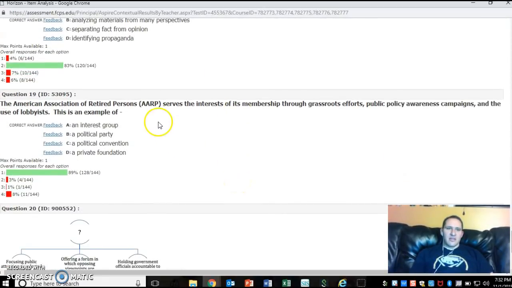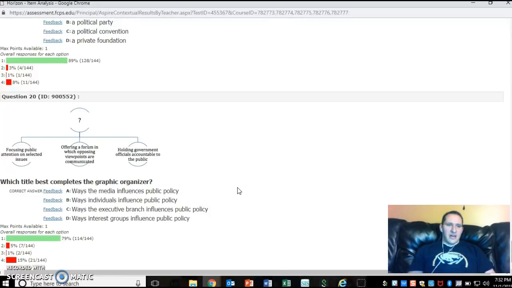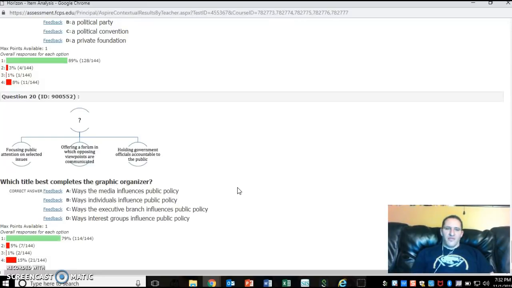Number 19, again, AARP is an interest group. And number 20 was a little bit disappointing. I thought more of you would get that right. We just did this again right in the Quizlet that the media focused attention on certain issues. The media offers a forum, and the media holds government accountable to the public. That's something individuals do. Remember, individuals are going to join interest groups, and individuals are going to lobby, and they're going to contribute to campaigns. Okay.